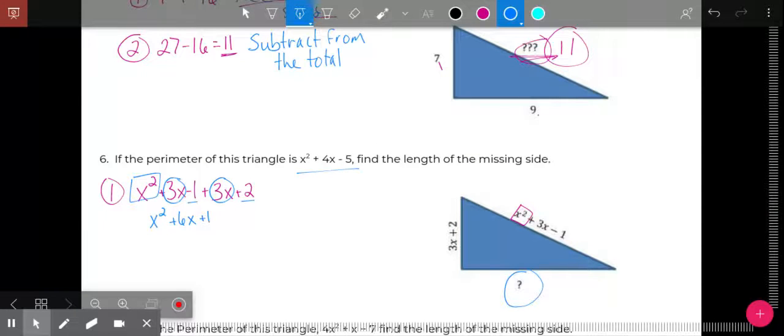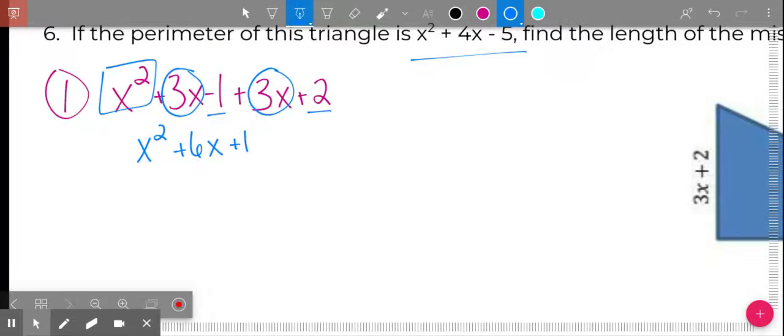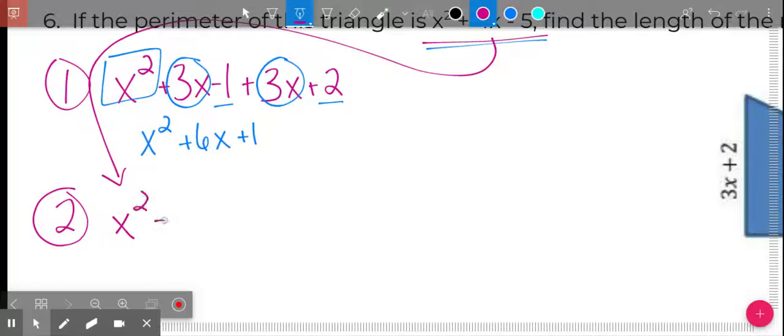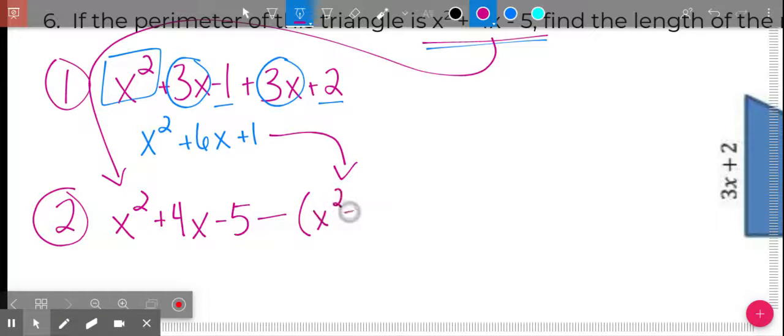Sweet. Step number 2 says subtract from the total. So we're going to subtract that from my total. Okay, so this is going to be step 2. We're going to bring our total down. We're going to have x squared plus 4x minus 5. And then minus my sides that I found. So x squared plus 6x plus 1.